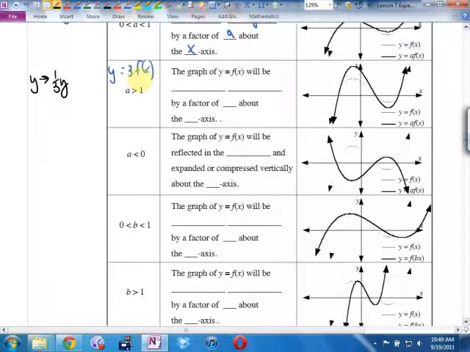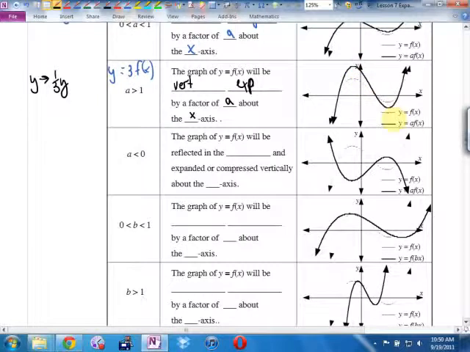This was what you did last year with the parabola. This will be a vertical expansion by a factor of a, and you're expanding about the x-axis. Higher, higher. Vertical expansion.